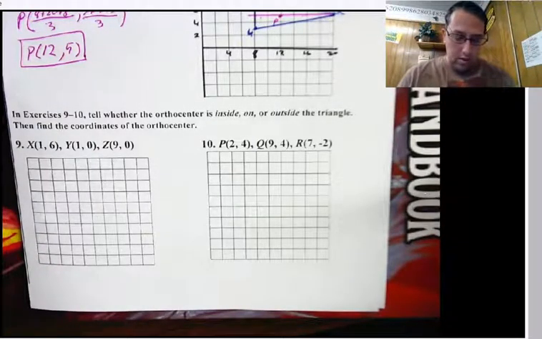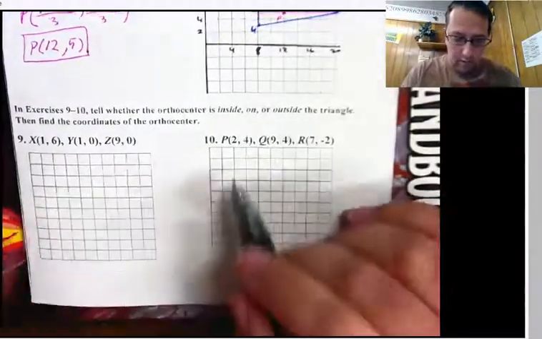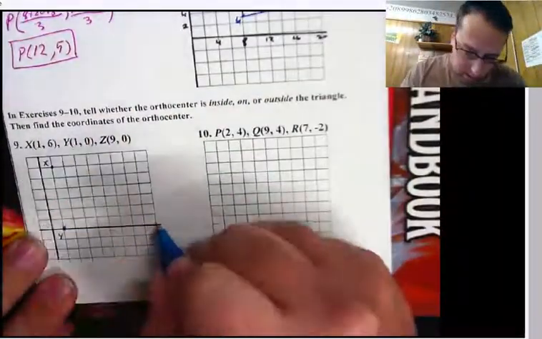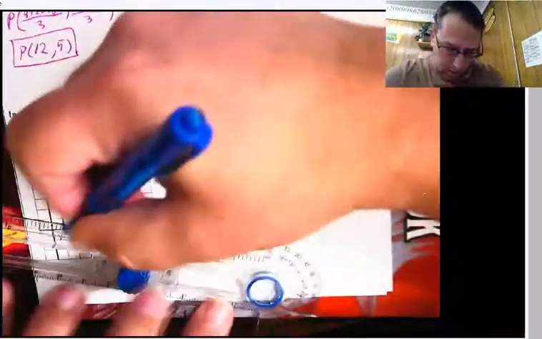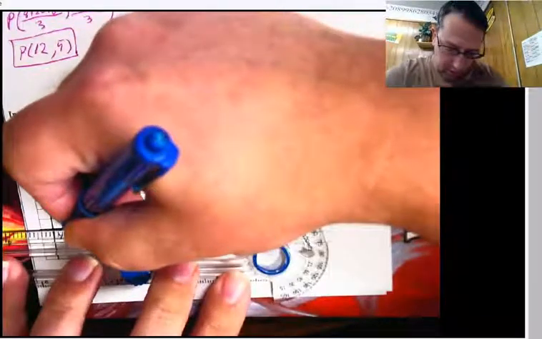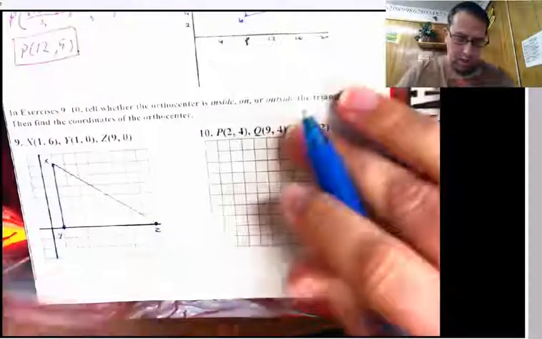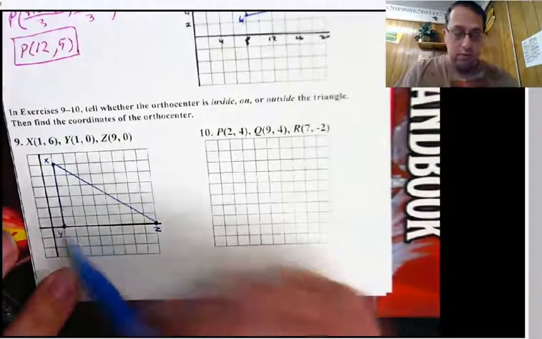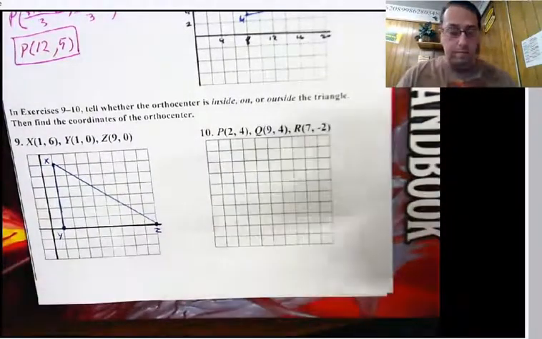So let's take a look at number 9. Let's see, we've got to graph this in. And what kind of triangle do we have here? Well, this is a vertical line, that's a horizontal line, so those are perpendicular. This is a right triangle.